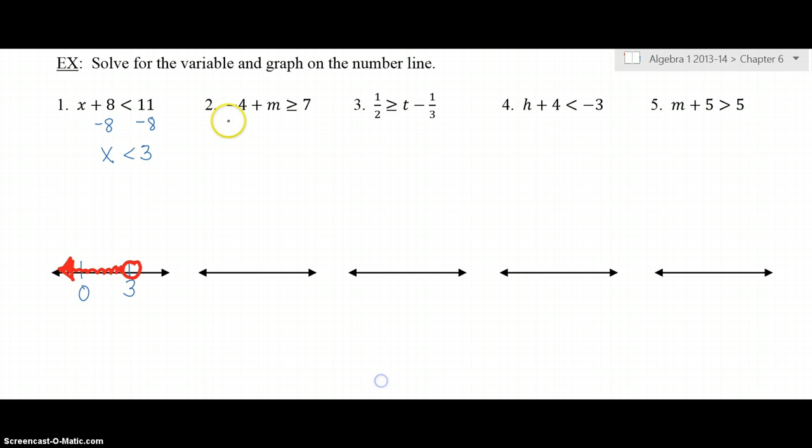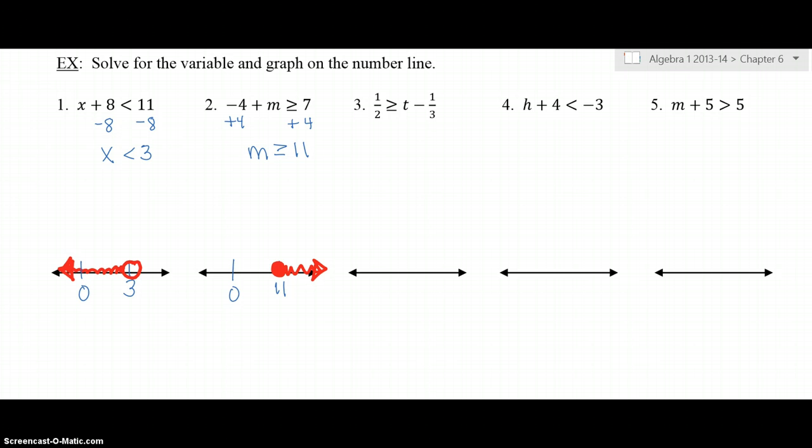So for number 2, we add 4 to both sides. We get m is greater than or equal to 11. Again, I'm just going to put 2 numbers on there, 0 and 11. You could pick 5 and 11. You could pick 11 and 15. It does not matter. Again, just to show direction. For this one, open or closed circle? Closed because of the equal to, because it does include 11. And that says greater than. So where are the numbers greater or larger or bigger? To the right. So we should shade to the right because all of those numbers apply.